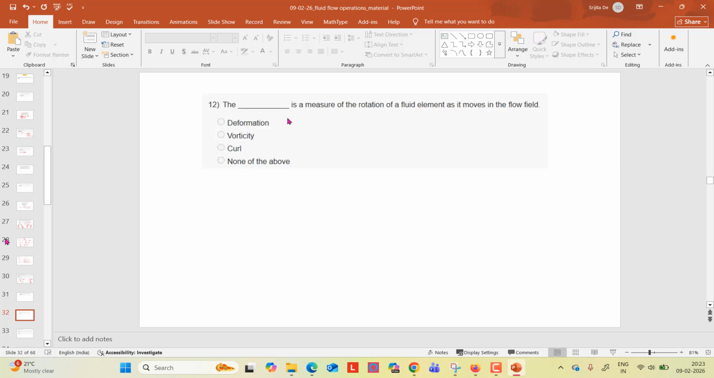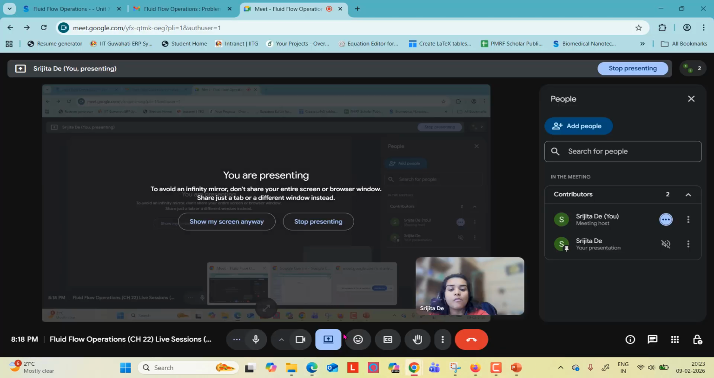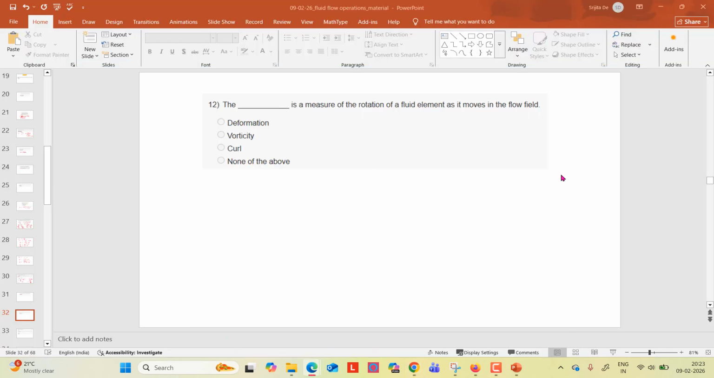Next. The dash is a measure of the rotation of a fluid element as it moves in the flow field. So it is the vorticity. It is the vorticity, that is omega. It is defined as half of curl V.